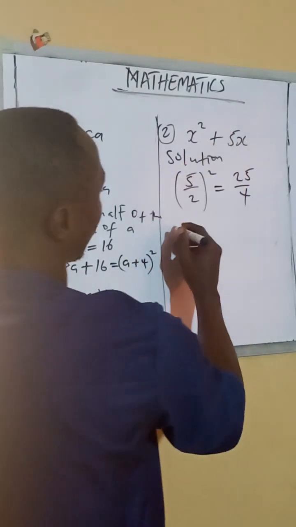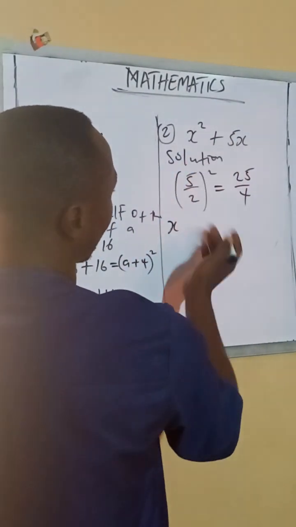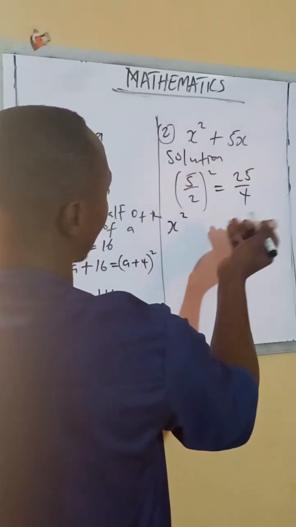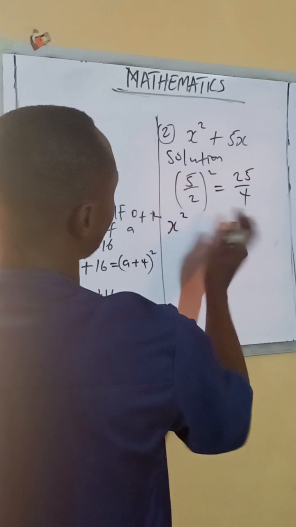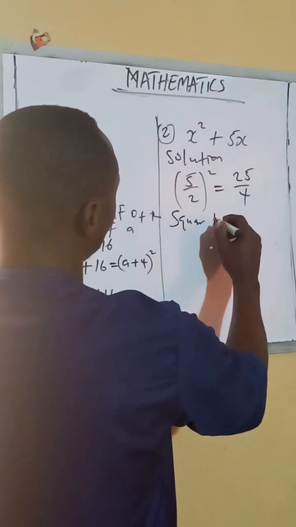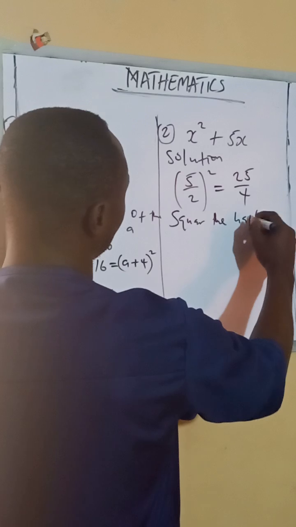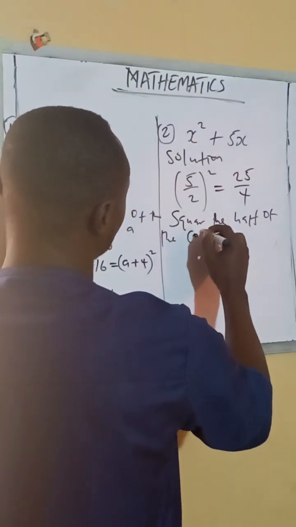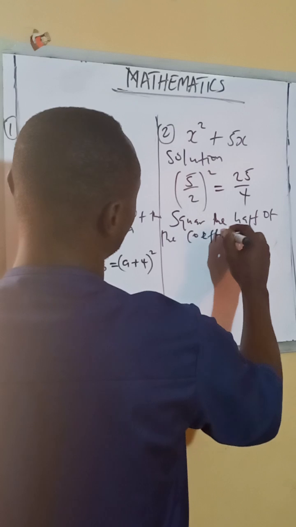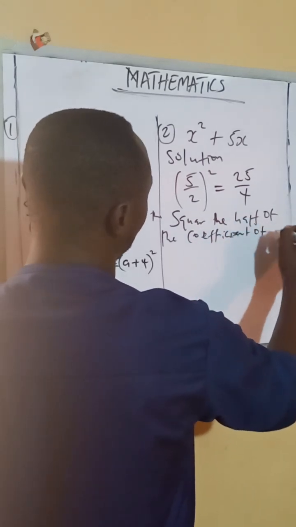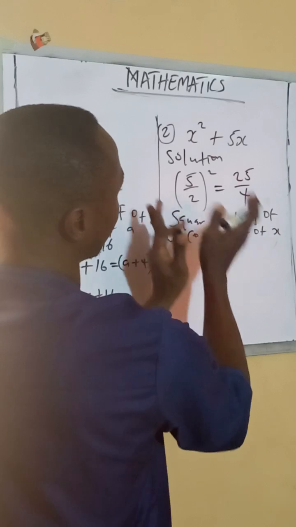That means you're going to have the question down now, x squared. Now we add, you can use the word square the half of the coefficient of x. Now we have gotten this already, so settled.